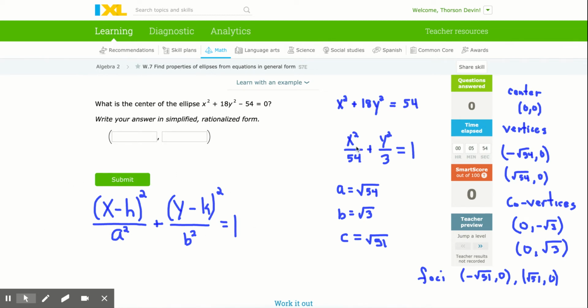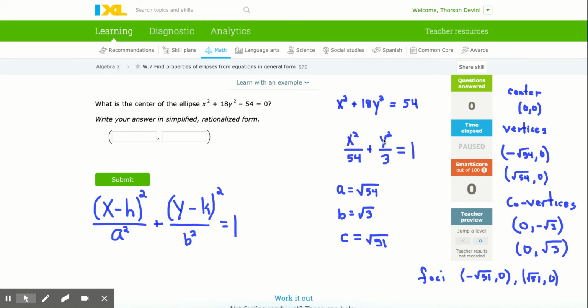We always find our a by taking the square root of the larger of the two numbers, so that our a value is the square root of 54. Our b value is the square root of the smaller of the two numbers, so the square root of 3 is our b value. Our c length is going to be always the larger minus the smaller. 54 minus 3 is 51, and we square root it. Now that allows us to find all the information we want.